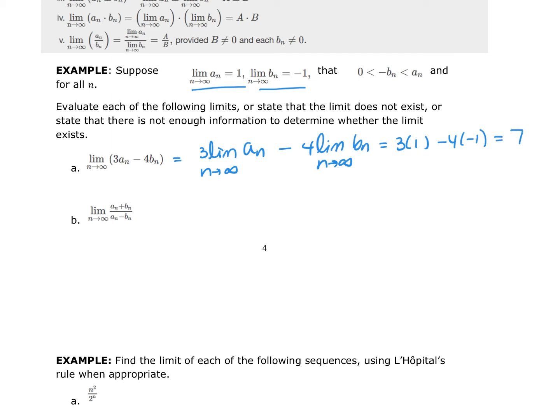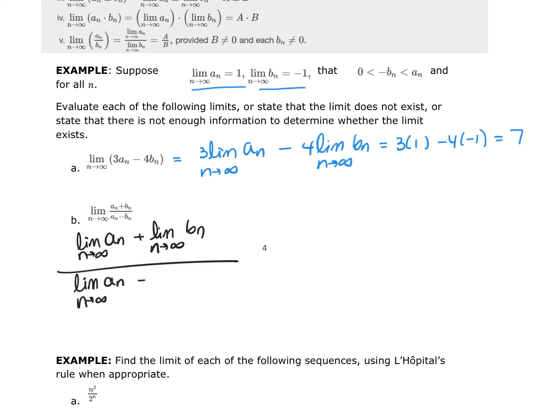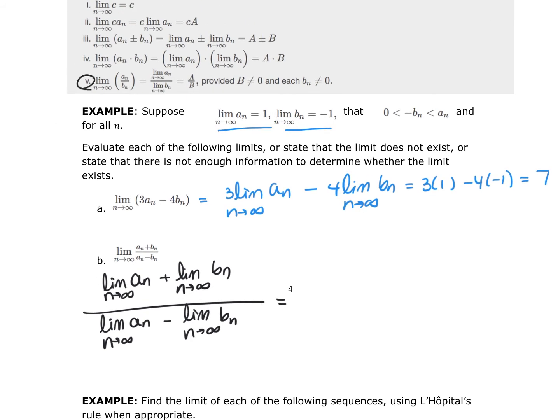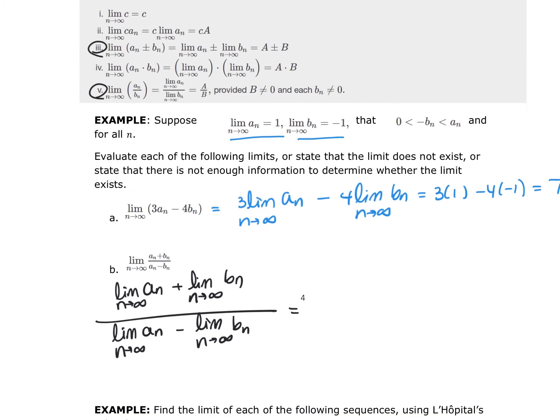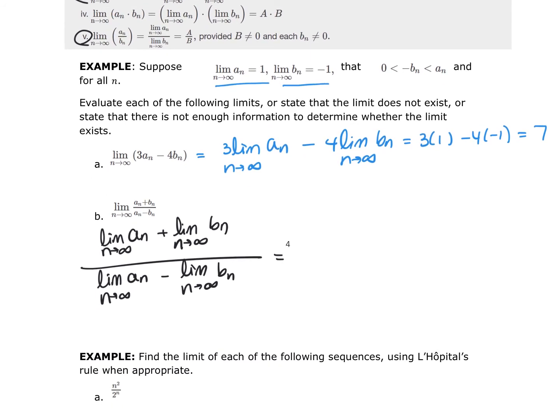Now this one's a little bit more involved in the fact that I'm going to have to distribute the limit on the numerator and denominator and then do the subtraction and addition. So I have the limit as n goes to infinity of a sub n plus the limit as n goes to infinity of b sub n, over the limit as n goes to infinity of a sub n minus the limit as n goes to infinity of b sub n. Now I used a bunch of stuff. I used this one and I used this one, so I used 2 different rules there.